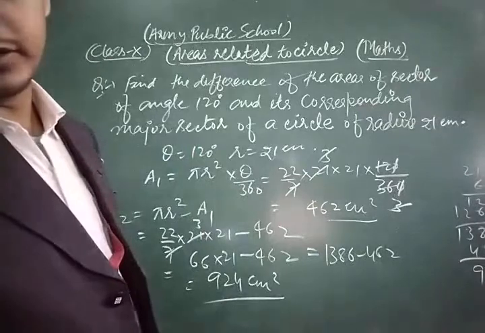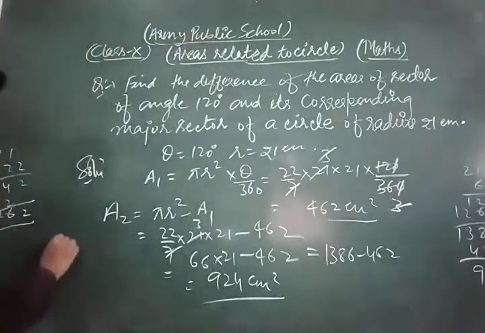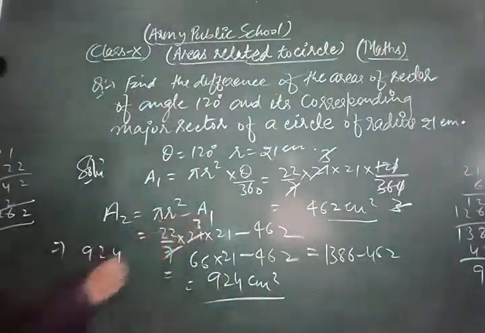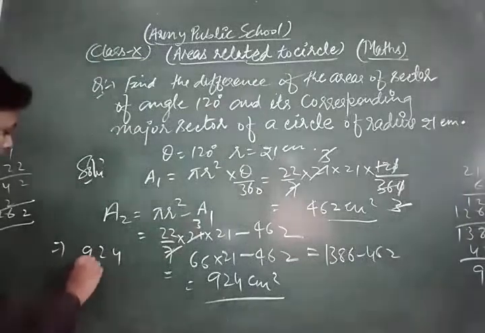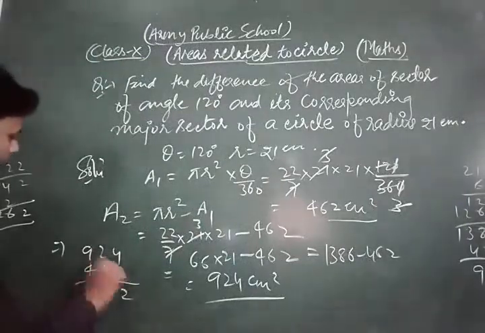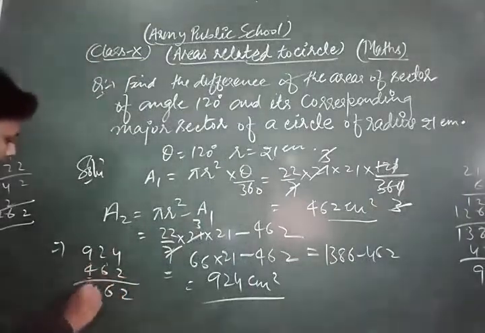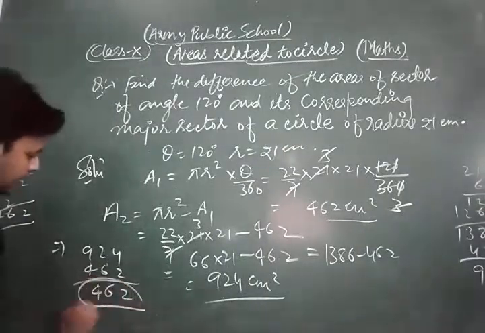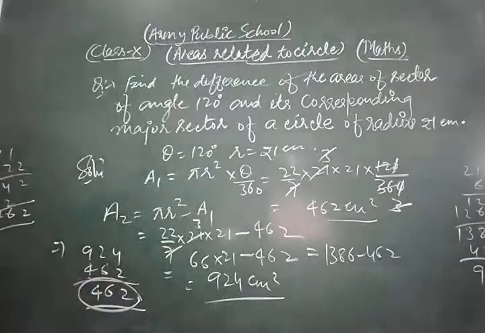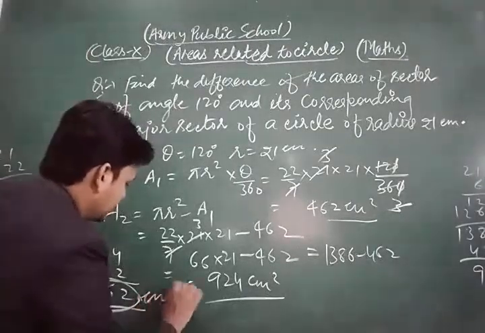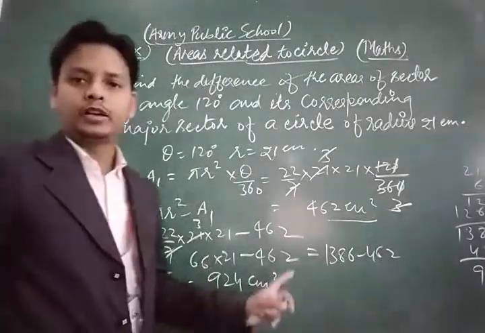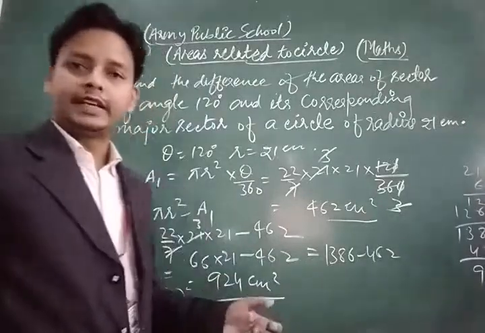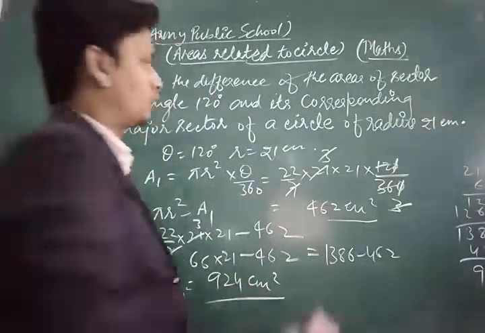Now their difference is what? 924 minus 462. So that is 462 centimeter square, the required solution of the given question. Now we take and solve some other important question based on this topic. Let's see.